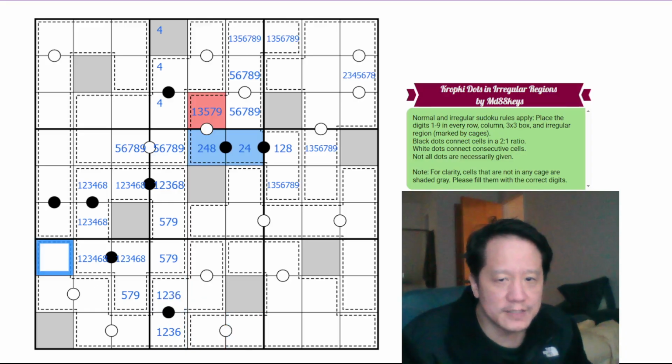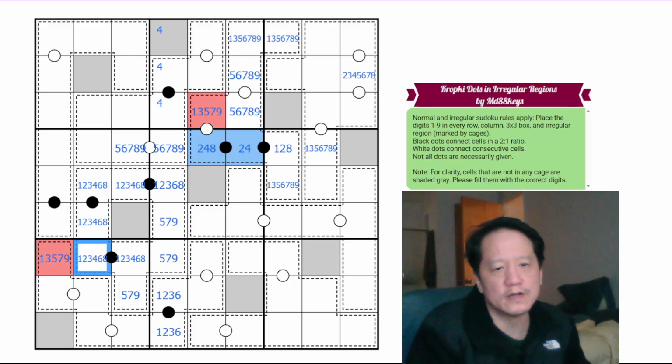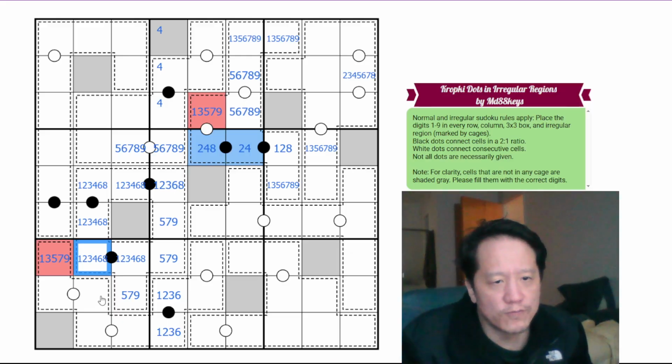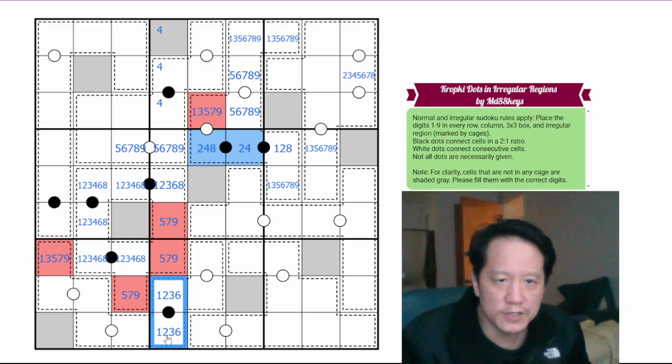So this has to be an odd digit. So it's 1, 3, 5, 7, 9 there. We have 1 odd, 1 even there. These are all odd digits. This is 1 odd, 1 even. We don't know about these.